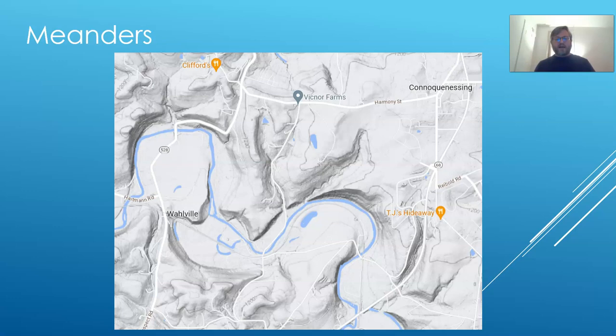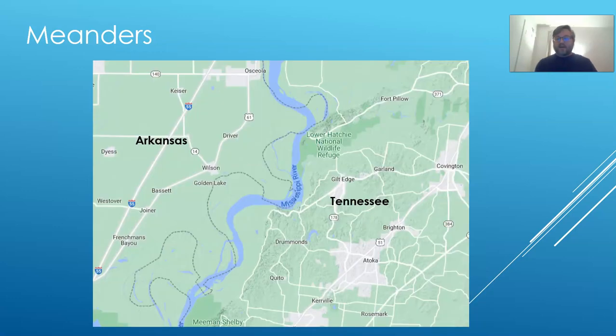Now those changes are fairly small ones. Connoquenessing is not a huge creek. But we can also see those changes happening in much bigger rivers like the Mississippi. And these changes can create complications for people because, as I said the other week, people, especially in industrial societies, like our landscape to stay stable. We want it to stay the same, but nature doesn't like to stay the same. Nature likes to constantly be changing things, and so that creates problems for us when things change.